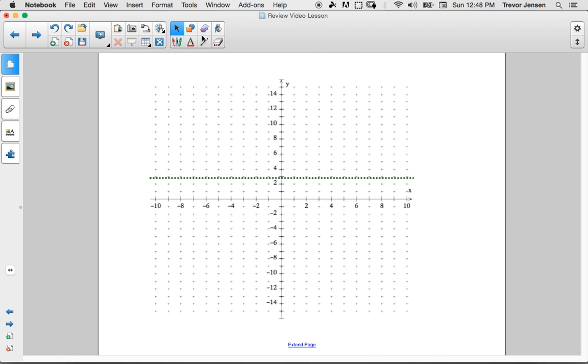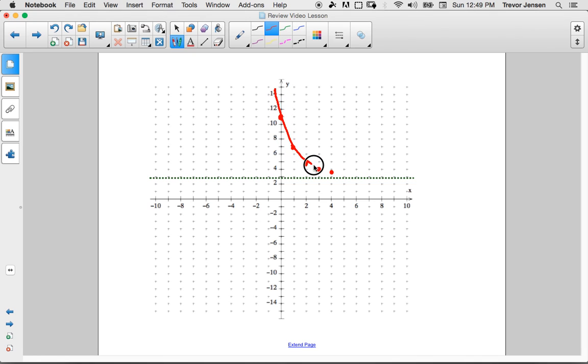Now plot your points. There was a point at (4, 3.5), that's right here, then (3, 4), (2, 5), (1, 7), and (0, 11). Then you'll just extend the pattern in either direction.